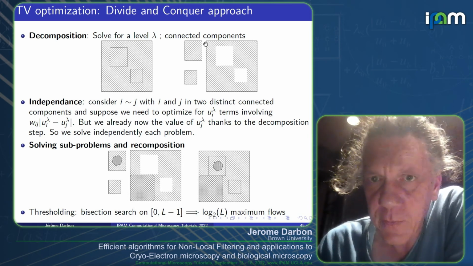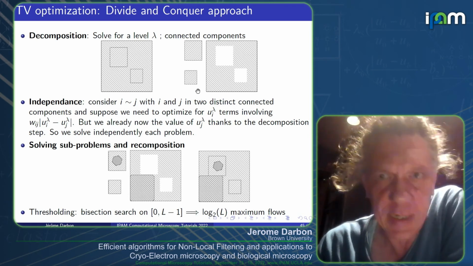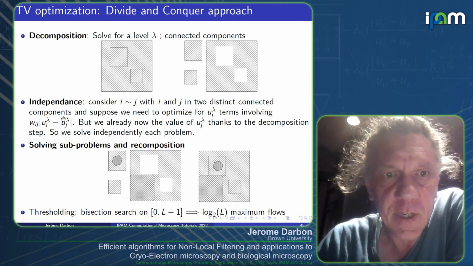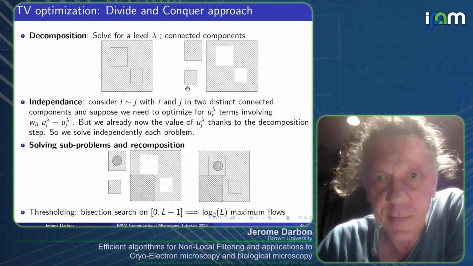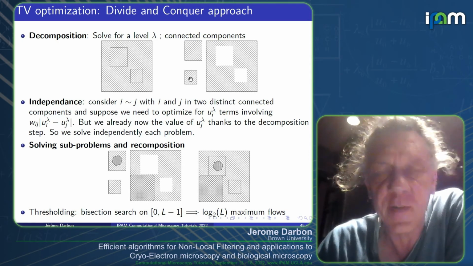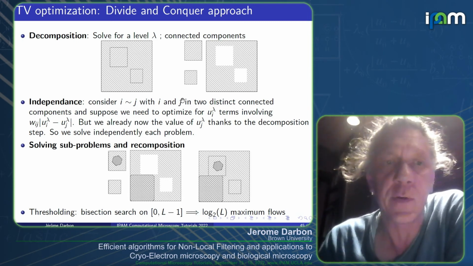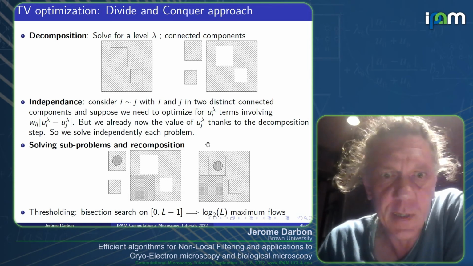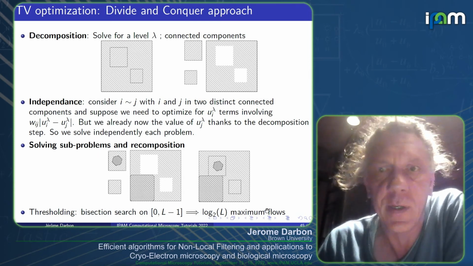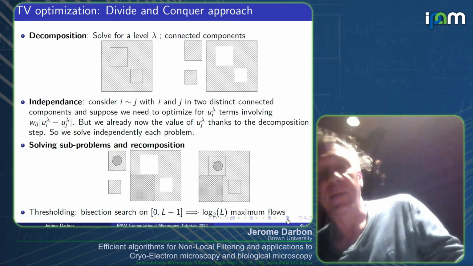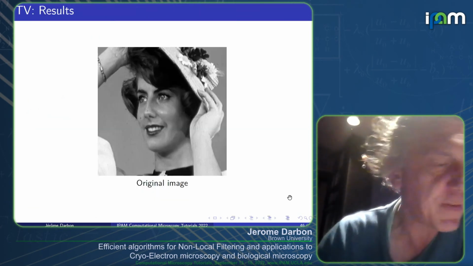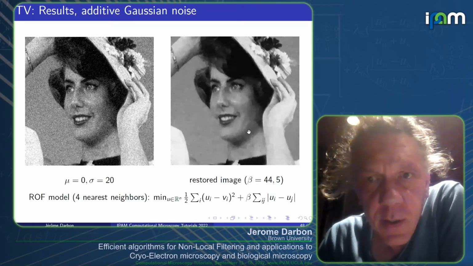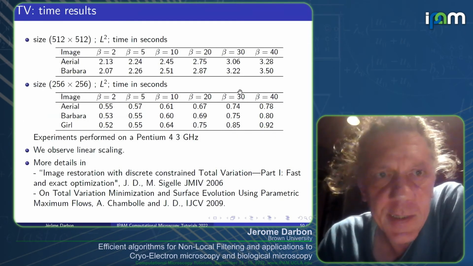So it means that when you do this decomposition and we solve problems independently, there's no problem, because for every neighboring pixel that is not in the current connected component, we already know the value. So you can repeat the process on smaller and smaller graphs, and then you recompose the solution. And instead of doing L maximum flows, now you only do a logarithm of it. Let me show you, skip that because I'm running late.